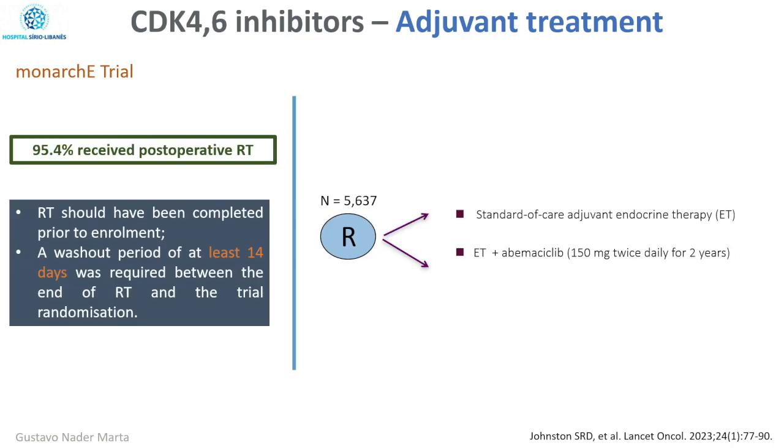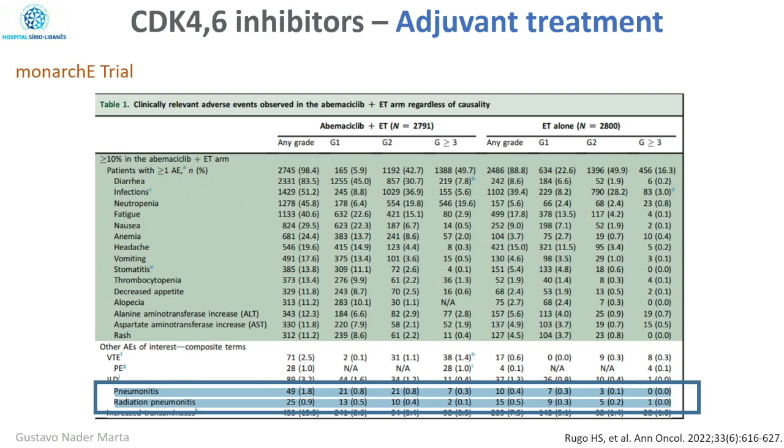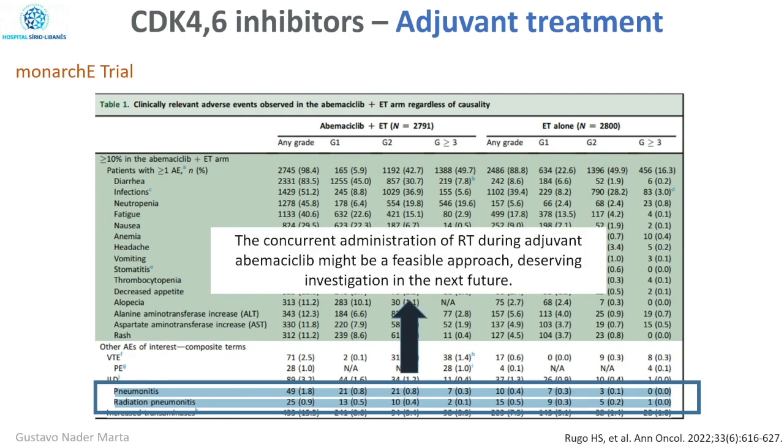In this trial, 95% of the patients received postoperative radiotherapy, and the radiotherapy should have been completed prior to the enrollment, and also a washout period of at least 14 days was required between the end of the radiotherapy and the trial randomization. The authors demonstrate the side effects related to the treatment, and as we can see here, the risk of radiopneumonitis was low in both groups. It means that the concurrent administration of radiotherapy during adjuvant abema might be feasible approach, deserving investigation in the next future.